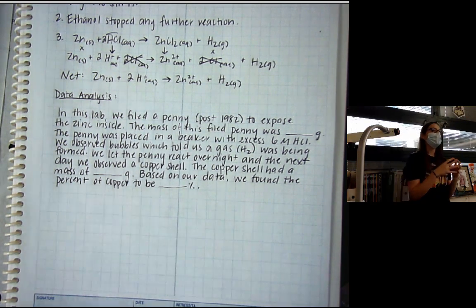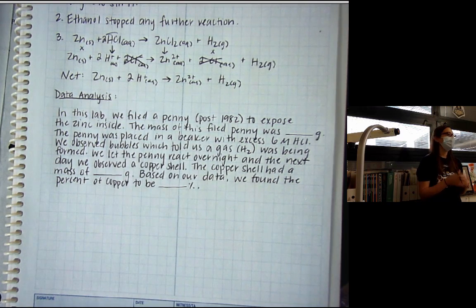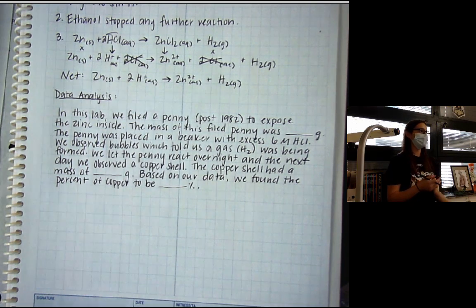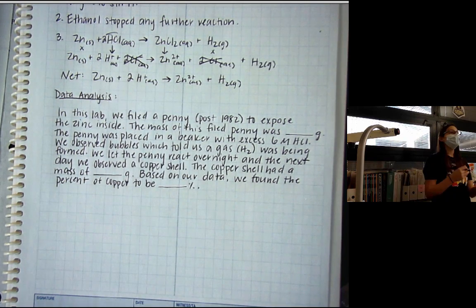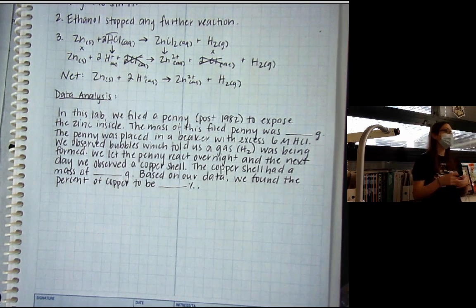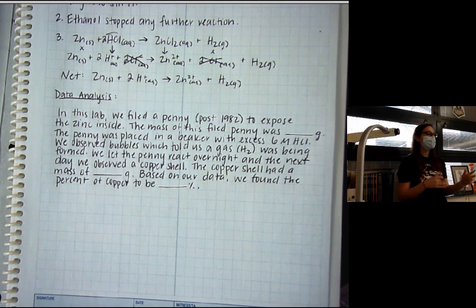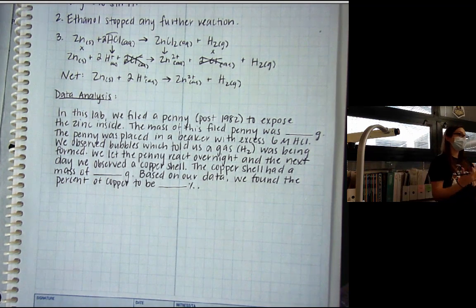The second part of the data analysis deals with what we call error analysis. So we're looking at possible sources of error. How do these sources of error affect the data that we collected and then the calculations that we did?